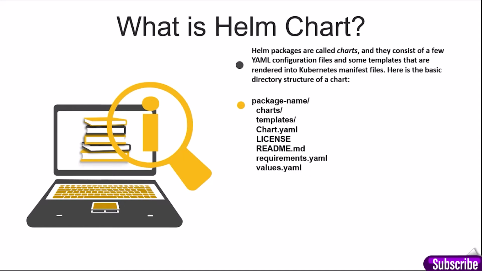Now, what is a Helm chart? Helm packages are called charts, and they consist of a few YML configuration files and some templates that are rendered into Kubernetes manifest files. Here is the basic directory structure of the charts. In the package, we will have charts, then templates, then charts.yml, then we can have a license or readme file, requirements.yml, and values.yml.